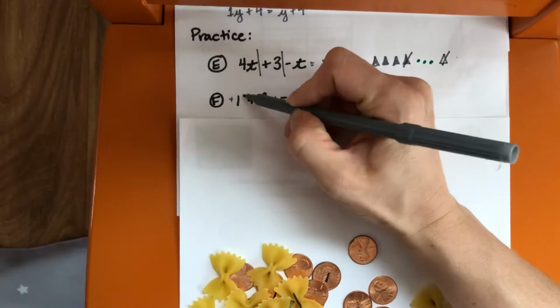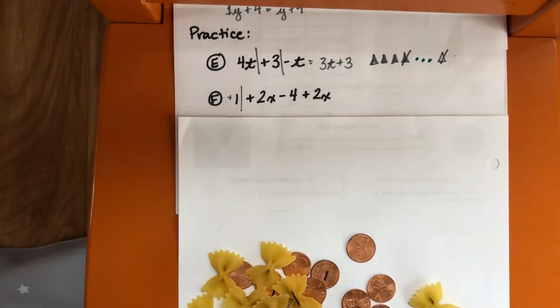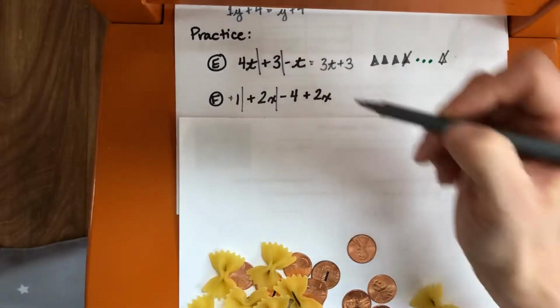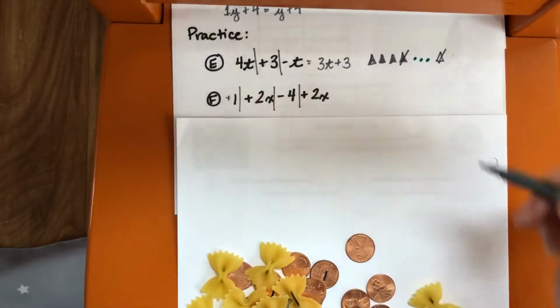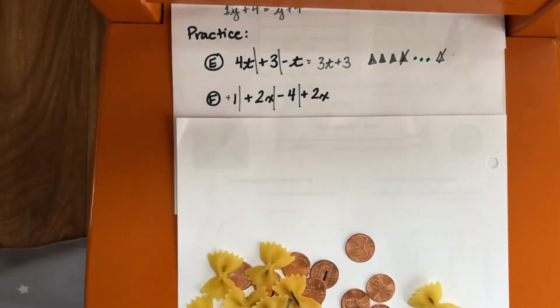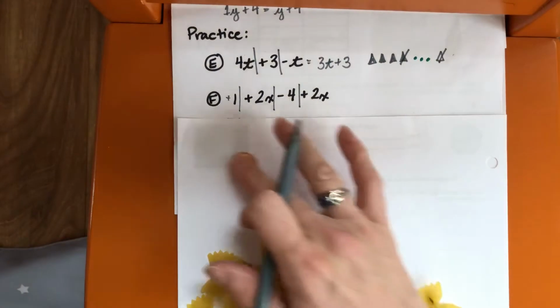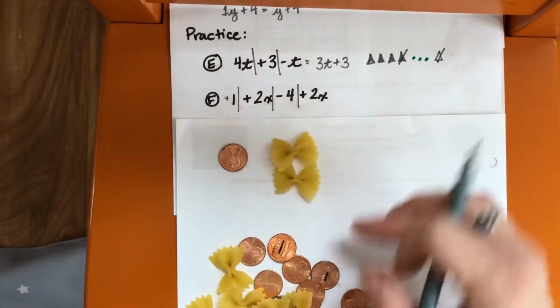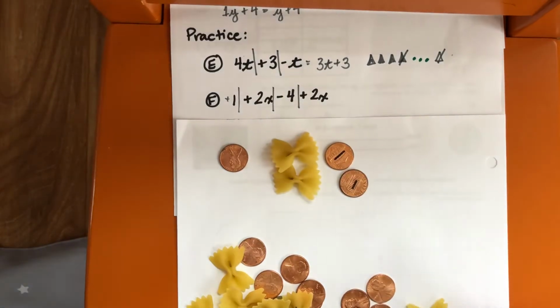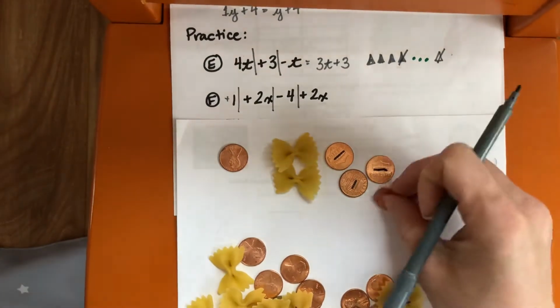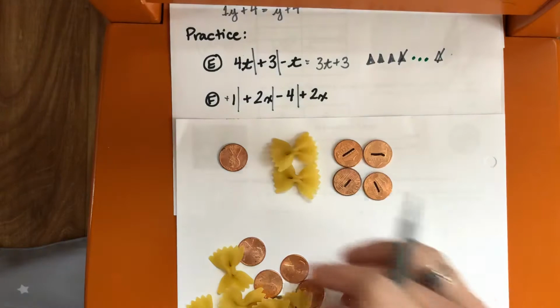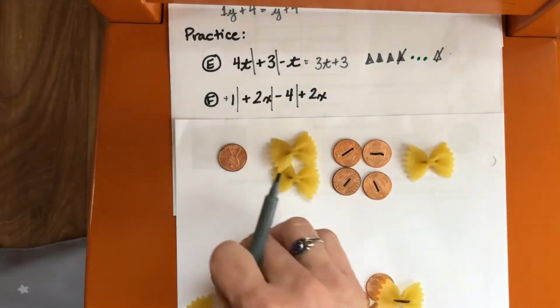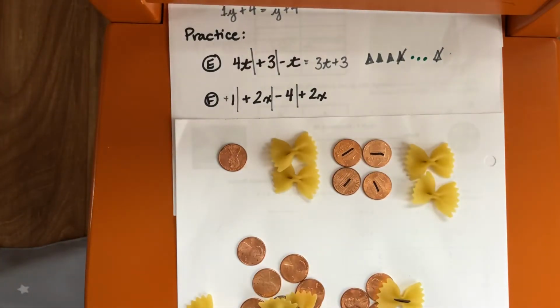Okay. For f, I'm going to start with my terms, see how many I have. And I'm going to put a positive in front of there so that I don't forget it's a positive 1. I have positive 2x, I have minus 4, or negative 4, and positive 2x. There's 2x, negative 4, and then positive 2x.